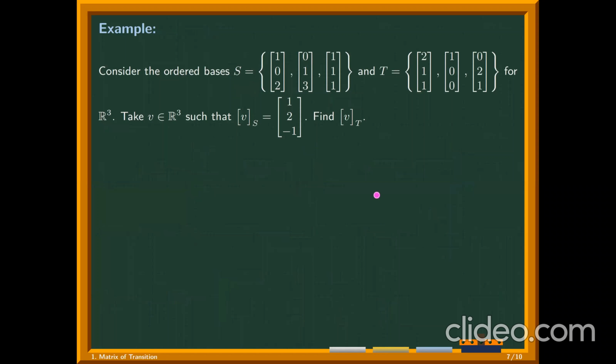Here's another example. So consider R3 and ordered bases S and T as shown. Note that S and T are not the standard basis for R3. So let's take a vector V in R3 such that the coordinate vector with respect to S is 1, 2, negative 1. Then what is the coordinate vector of V with respect to T?